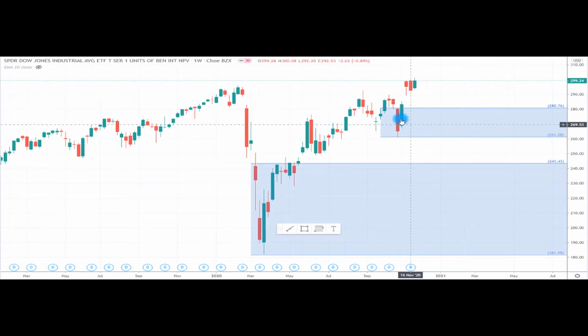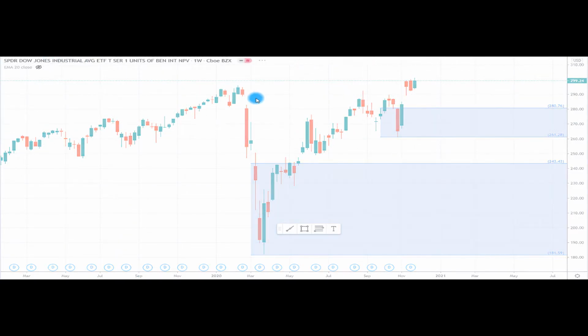On the weekly, we have this zone that is, again, very wide. We want to see tight zones like this, tight candles like this. We don't want to see these wide, engulfing candles. We want to see these tight basing structures. But this, nevertheless, is a valid demand zone. Is it tradable? No, it is not tradable.